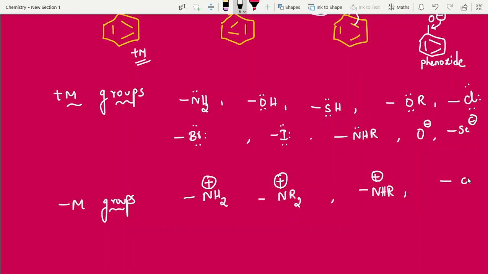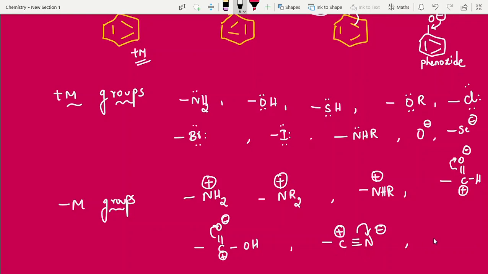Next one, C double bond OH. This one also, most of the students get confused here. See, between carbon and oxygen, which is more electronegative? Oxygen. The pi electrons shift to the oxygen side, it gets a negative charge, and carbon gets a positive charge, which is directly attached to the benzene ring. That's it, so you can identify like this. Next one, C double bond OH. Here also the same thing, this is a negative charge, this is a positive charge. Now next one, C triple bond N. Here also the pi electrons shift towards the nitrogen side, it gets a negative charge and carbon gets a positive charge, directly attached to the benzene ring. Positive charge takes electrons, so minus M group.